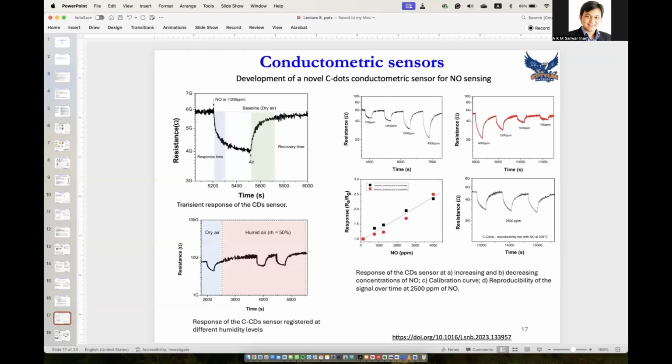So let's go to an example. This is a paper about the development of a novel carbon dot, which is one kind of nanomaterial, as a conductometric sensor for nitric oxide sensing. So it is a kind of gas sensor. These carbon dots are collected from waste produced during the production of olive oil in Italy, and they are using it for nitrous monoxide, or you can call it nitric oxide detection.